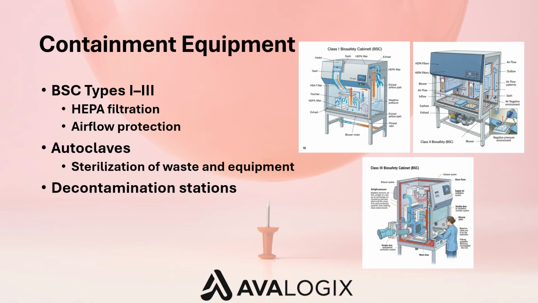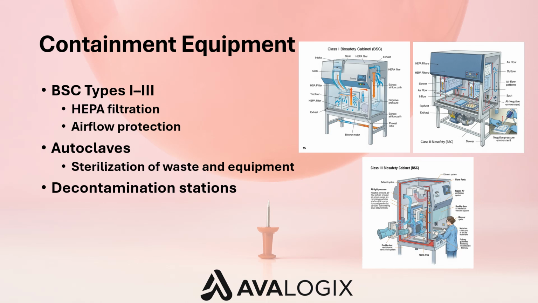There are 3 main classes. Class 1 cabinets provide personnel and environmental protection, but not product protection. Class 2 cabinets are the most common, offering protection for personnel, product, and environment via a HEPA-filtered laminar airflow. Class 3 cabinets, on the other hand, are completely enclosed, gas-tight systems used primarily in BSL 4 labs.